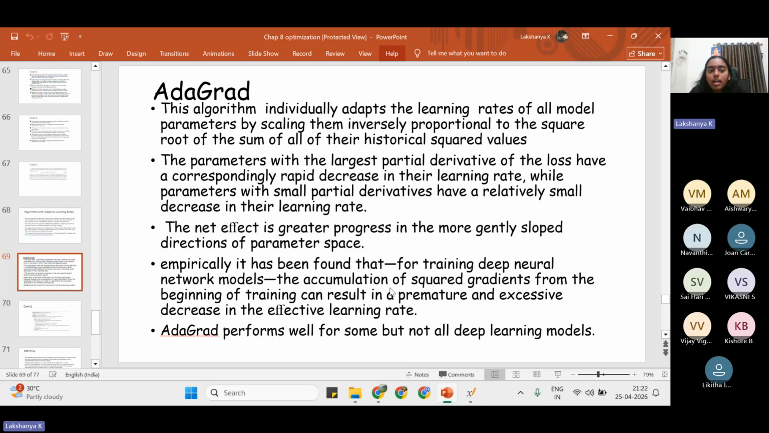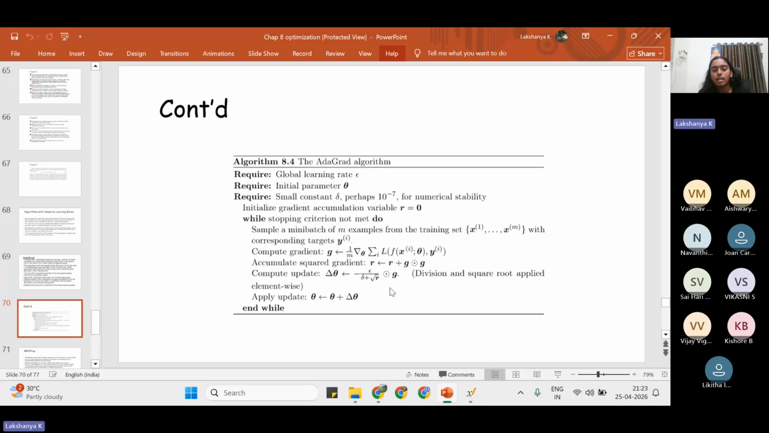So the first one is ADAGRAD, which is adaptive gradient. Again, theta is the parameter for which I am going to do the weight update. Learning rate eta is also going to keep changing dynamically. We'll see how. This delta is a small constant. This is just so that when we perform some division, we should not get a division by zero error. So we'll use this delta in the denominator.